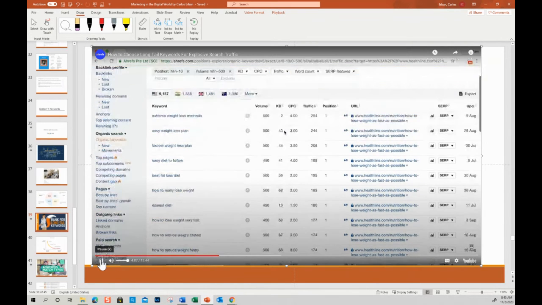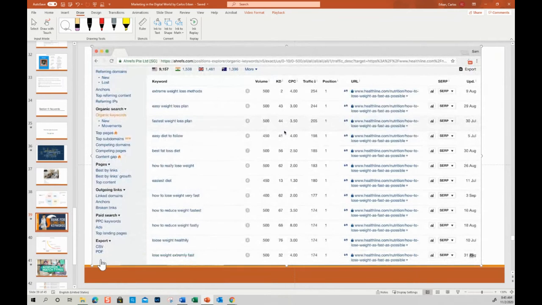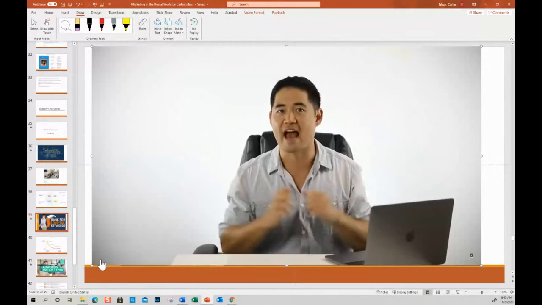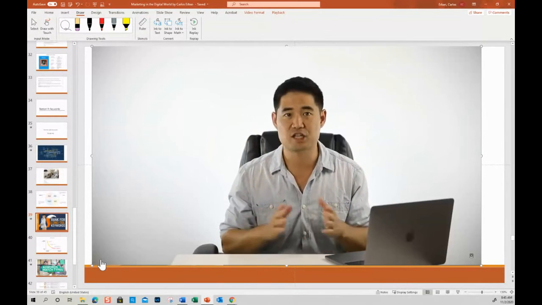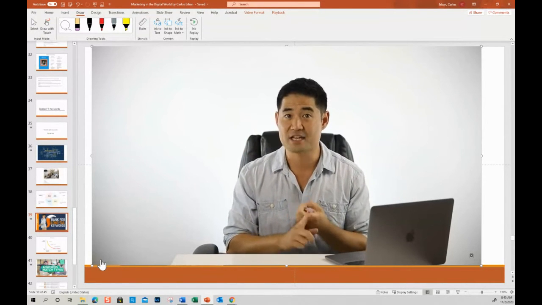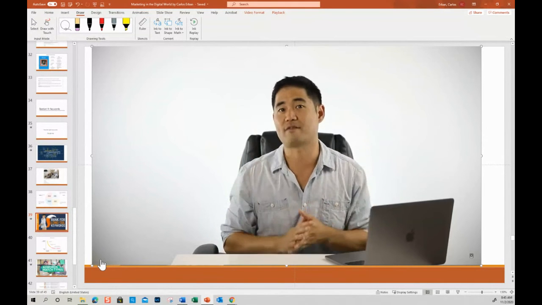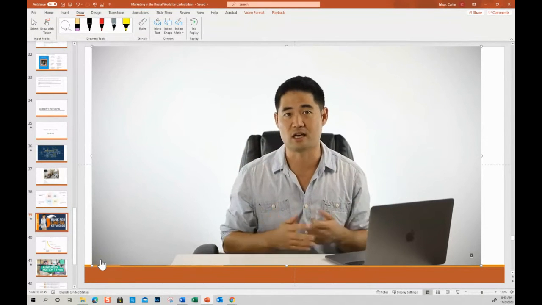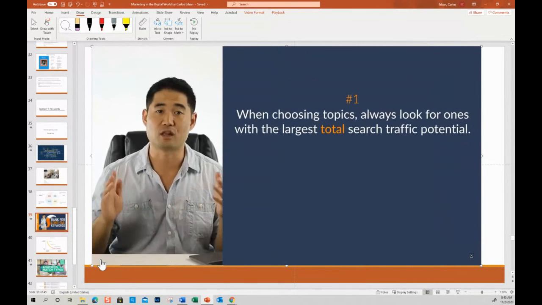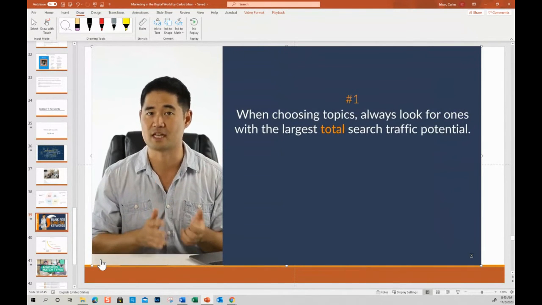On weight loss, and they account for 96% of this page's keyword ranking. But this is much more than just another fun fact. There are two very actionable tips to take away from this. Number one, by ranking high for this head term, you'll almost always rank for the thousands of other long tail searches. So when you pick your topics, always look to the ones that have the largest total search traffic potential.